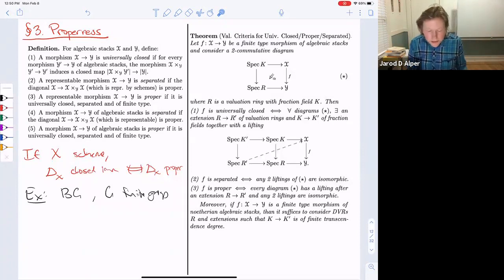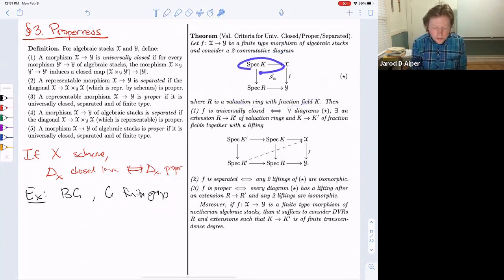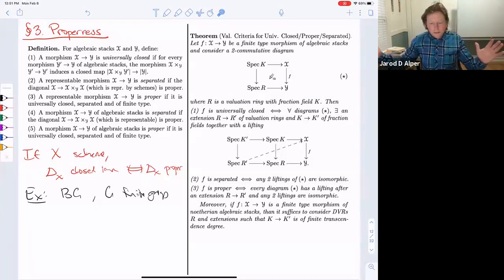I'm assuming here that you've seen these valuative criteria in the case of schemes. Otherwise, you probably can't get much out of here, because it's really a beautiful criterion. Maybe I'll just end by saying that valuation rings and discrete valuation rings are the analog of curves. If you look at this criterion here, we view Spec of capital K as a punctured disk, right? Spec R is a curve with one closed point. If you remove that closed point, you get Spec K. And so this is really about extending objects from a punctured disk to the entire disk.